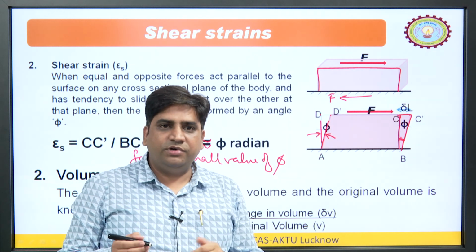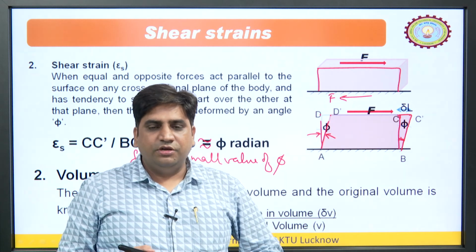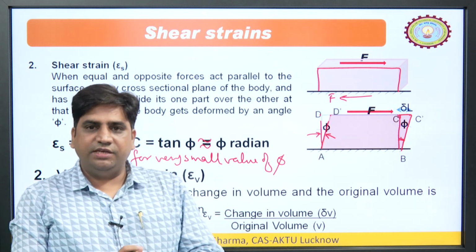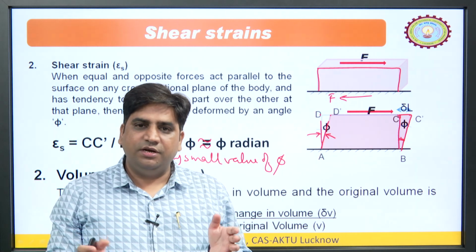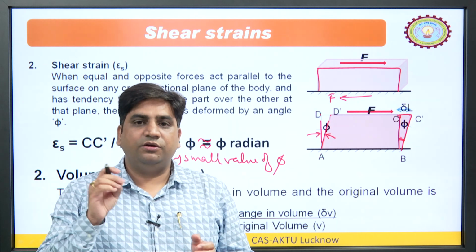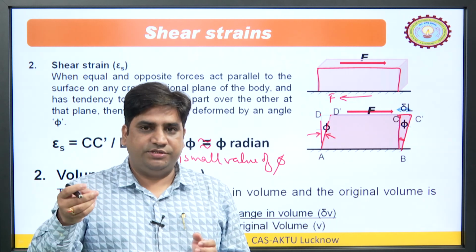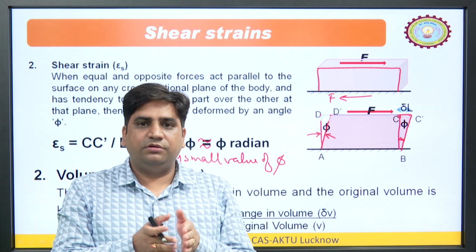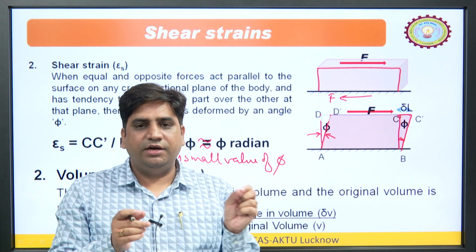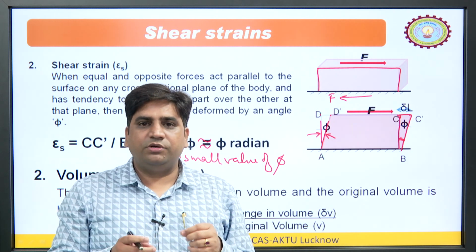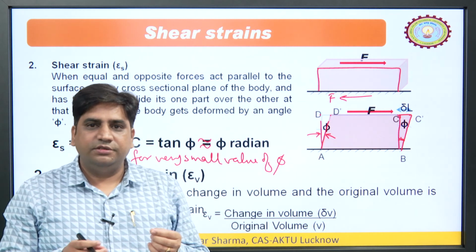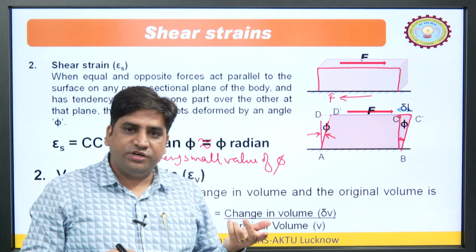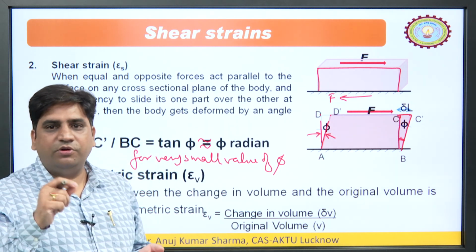Now, the next important term is volumetric strain. If we want to define strain, what is it? It is the deformation in any dimension divided by the original value of that dimension. If we talk about length, then we have delta L upon L. If we talk about change in diameter, then it is delta d by d. If we talk about the volumetric strain, it means change in volume upon original volume.